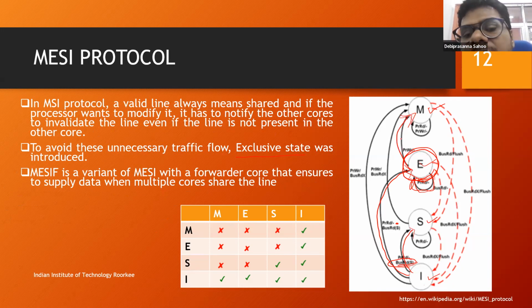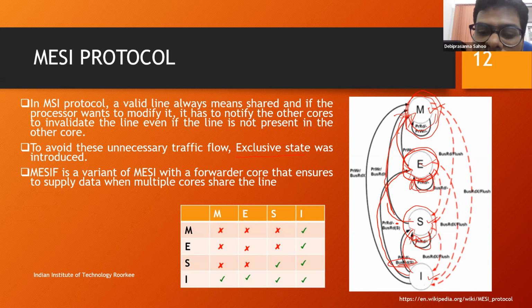And in the modified state, if you are doing a read or a write, you just stay in that state. But if you are in the shared state, you can read, no problem. But if you are going to write, then again you have to get permission over the bus. And the moment the bus gives a signal that the other core has invalidated its copy, you are going to get the line in the modified state.